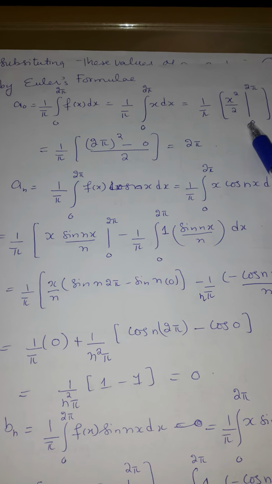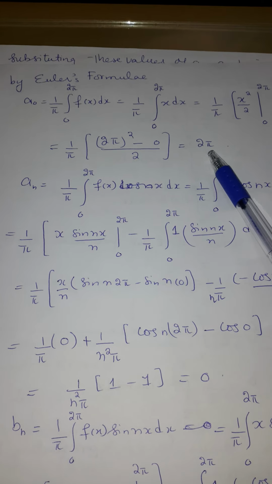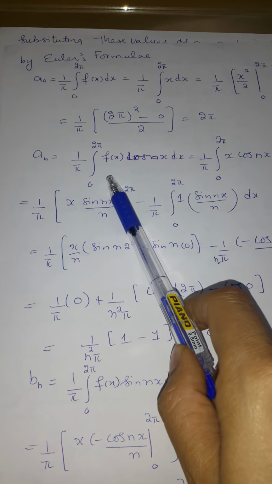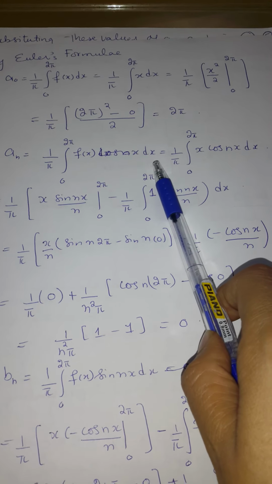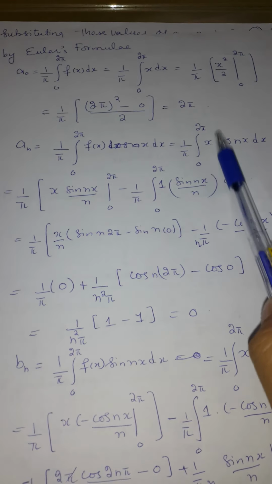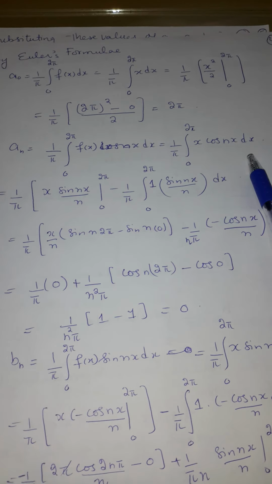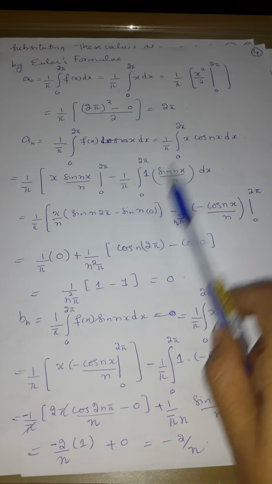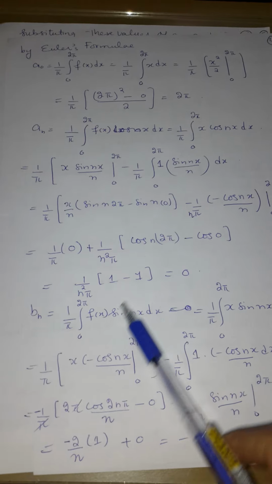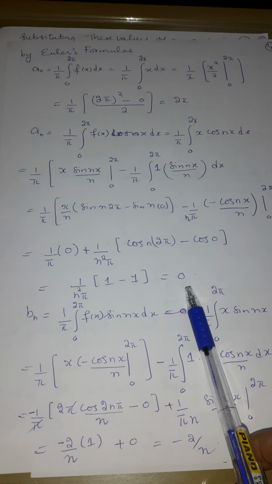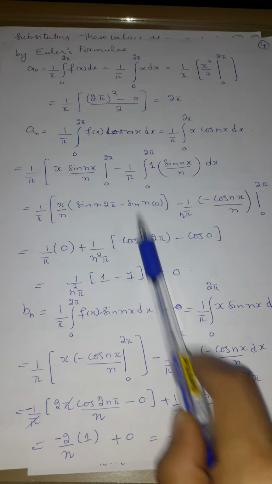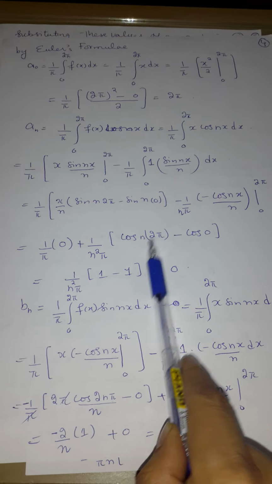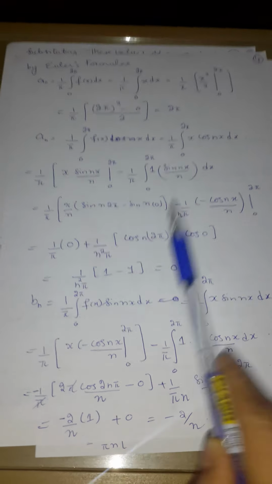Now we solve this integral, and it will give you the value 2 pi. Now here a of n is 1 over pi, integral from 0 to 2 pi, f of x cos of nx dx. Now here we place f of x equals x. Solving this integral by parts, we will have the value 0, because sine of 2 pi is 0, and cos of 0 and cos of 2 pi are 1 and 1, so it will be 0.